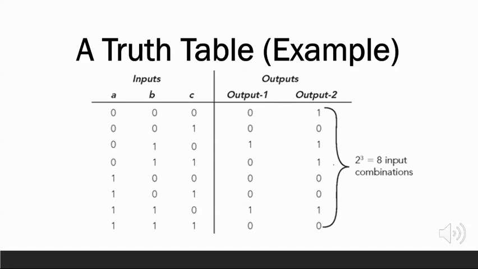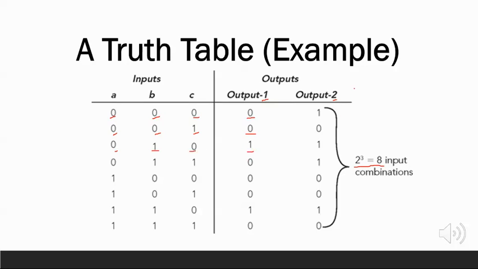There are 3 inputs, A, B, C, and we can list 8 rows. For each of the rows, suppose we have 2 outputs, output 1 and output 2. Each of them has a combination of values from inputs A, B, C. For example, for output 1, when A, B, C are all 0, it is 0. When A is 0, B is 0, C is 1, it is 0. When A is 0, B is 1, C is 0, it is 1, and so on.